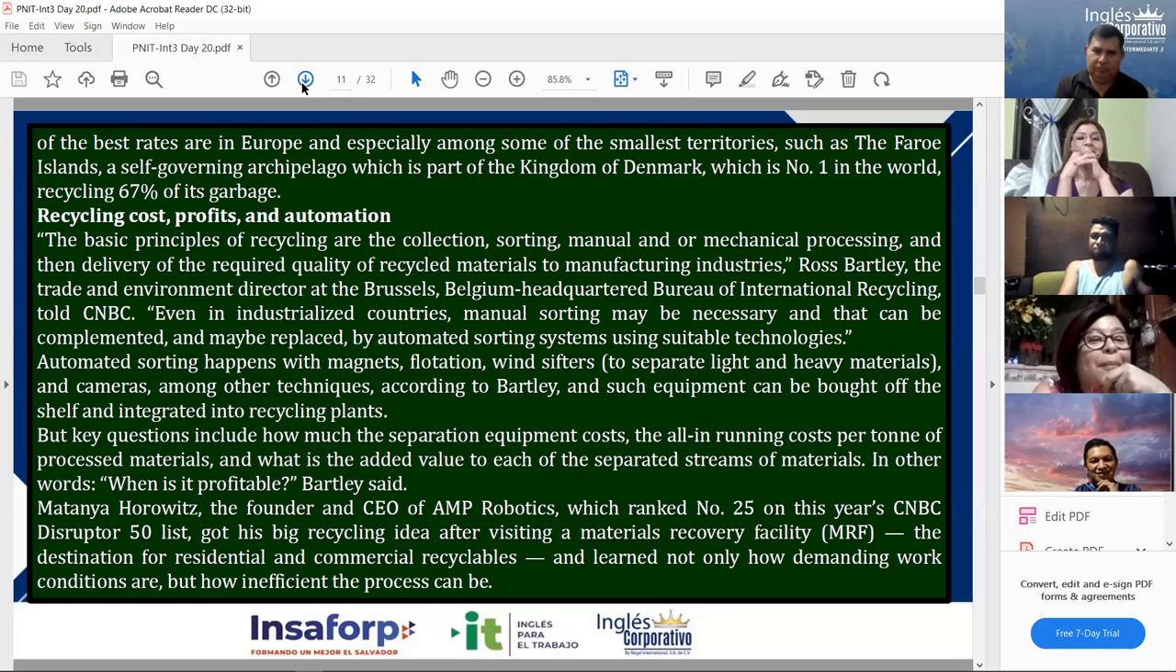Some of the best rates are in Europe and especially among some of the smallest territories, such as the Faroe Islands, a self-governing archipelago, which is part of the Kingdom of Denmark, which is number one in the world, recycling 67% of its garbage. Recycling costs, profits, and automation. The basic principles of recycling are the collection, sorting, manual and/or mechanical processing, and then delivery of the required quality of recycled materials to manufacturing industries.